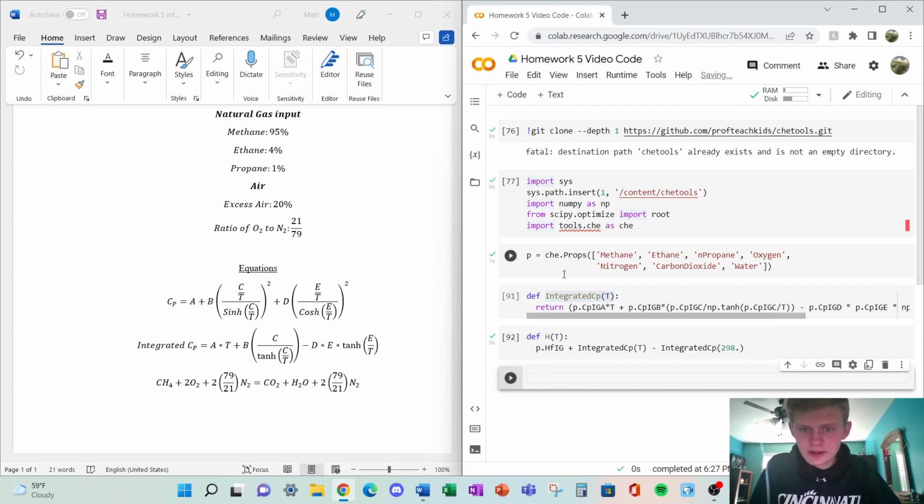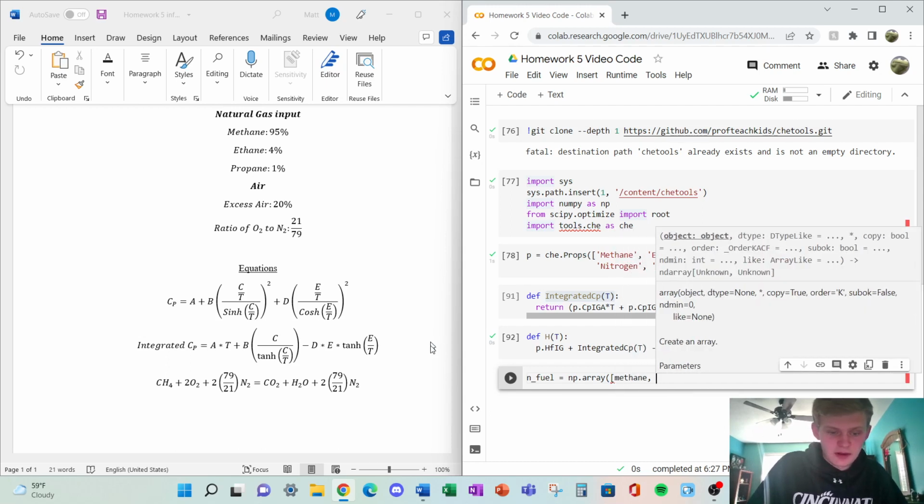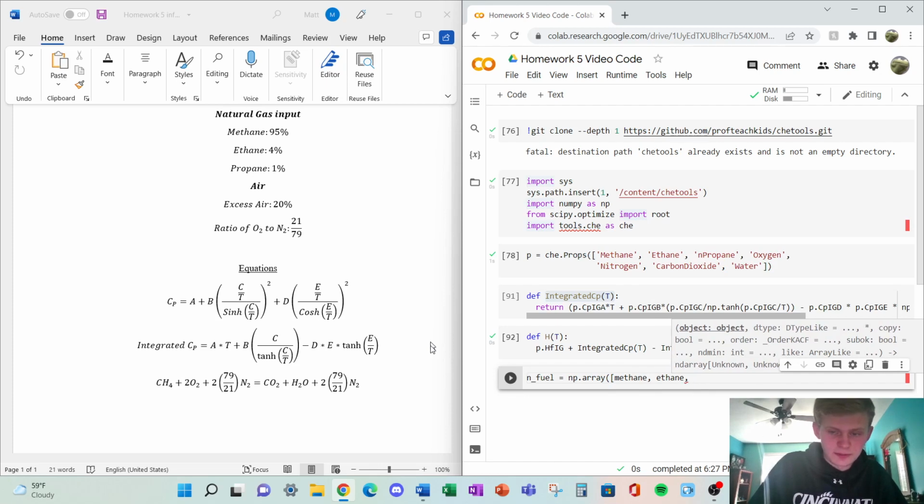So that looks good. The next thing we want to do is start defining our inputs and our outputs, and finding the mole relationship between those two. So what we want to do is have our moles of fuel, which is going to be our methane, ethane, and propane. So we're going to make a numpy array as such, and our first value is going to be our methane, and then our ethane, and then it's going to be our propane.